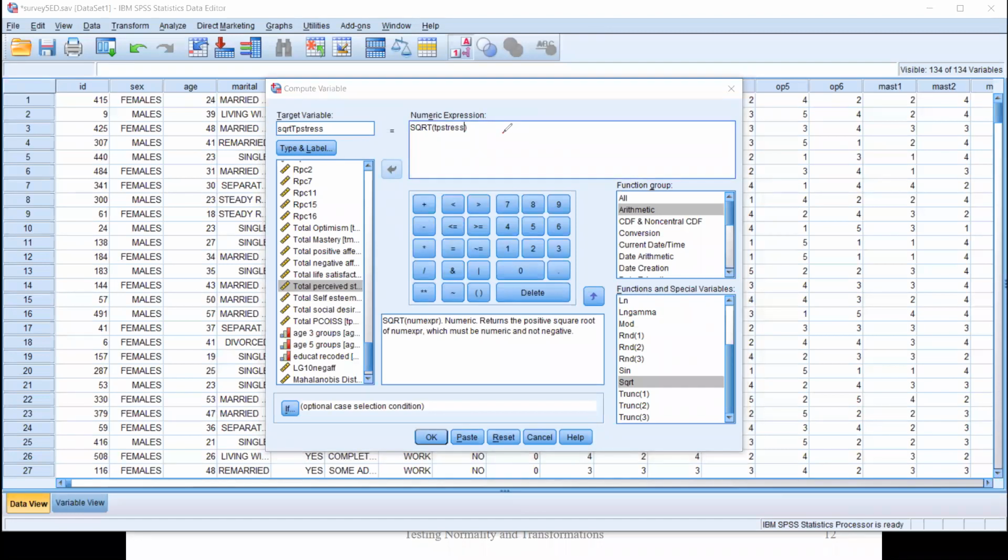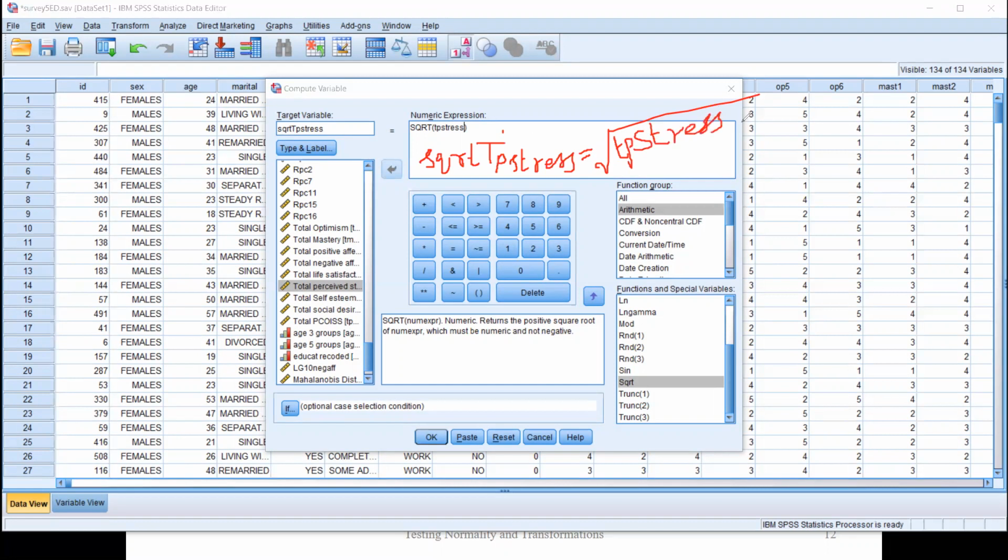The formula is sqrt, the name of the new variable, of tpstress, the name of the variable that I chose. That is, square root of stress, or tpstress. The actual name of the variable is not stress. The actual name of the variable is tpstress, total perceived stress.